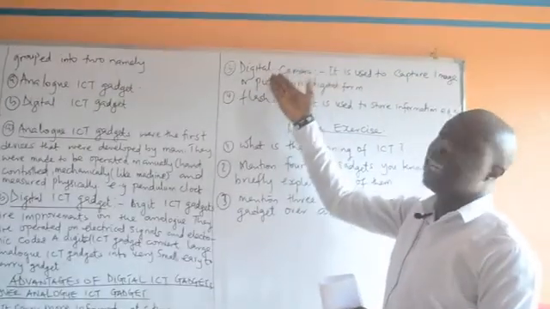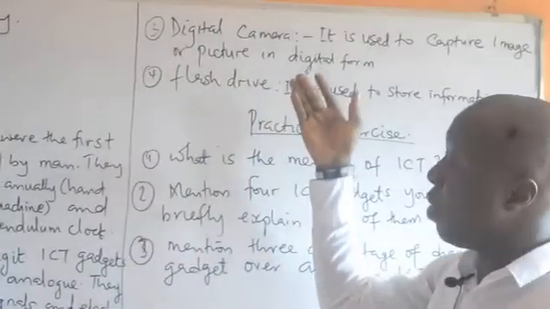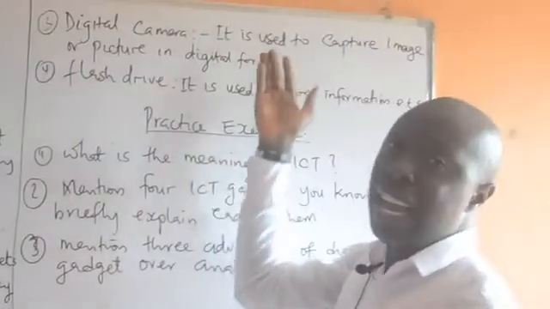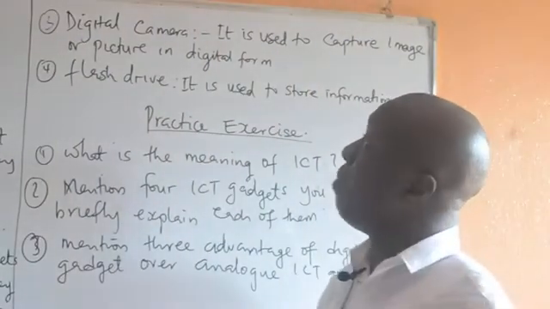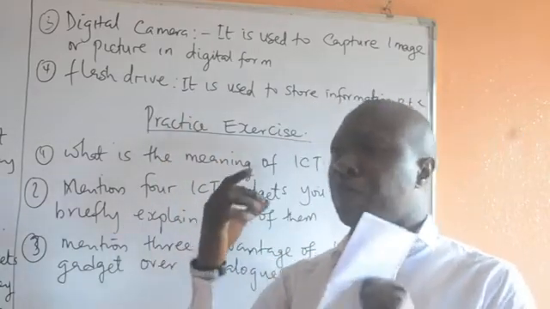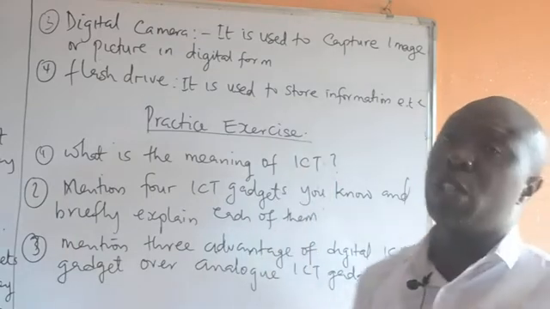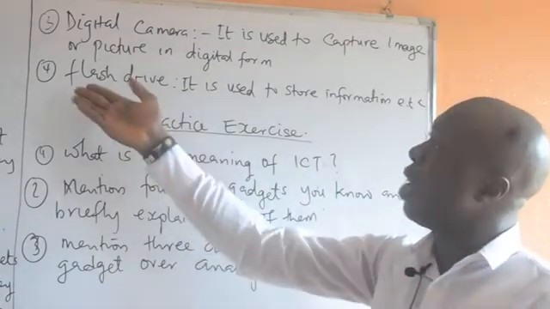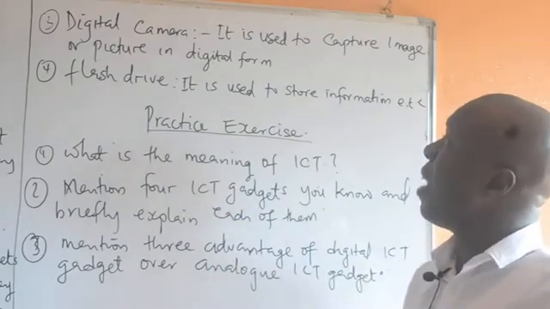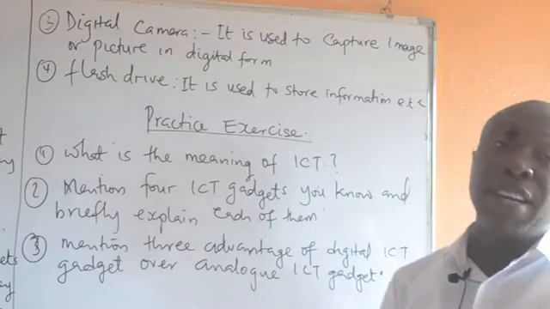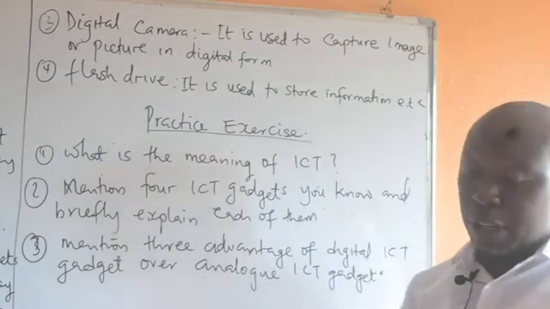We also have the digital camera. The digital camera is one of the ICT gadgets. It is used to capture images or pictures in digital form. And we also have the flash drive. The flash drive is used to store information. And there are others that are not listed on the board.